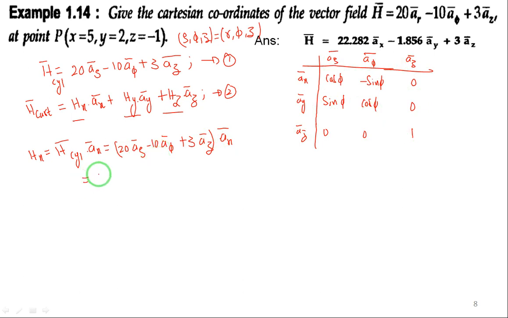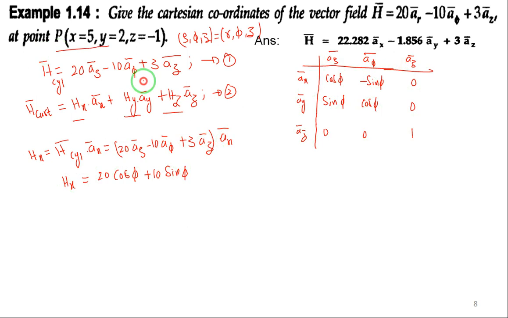So first, 20 a rho into ax. A rho into ax is cos phi, so 20 cos phi. Then minus 10 a phi into ax. A phi into ax is minus sin phi. Minus into minus becomes plus, so 10 sin phi. Az into ax, you check it, is 0, so the third one need not be written. Yes, we have calculated hx.